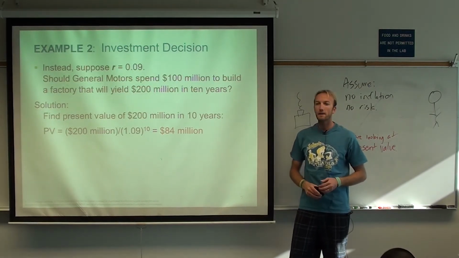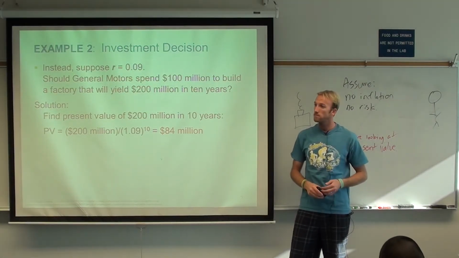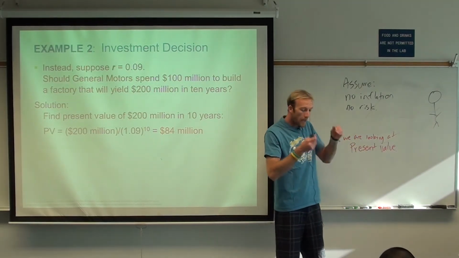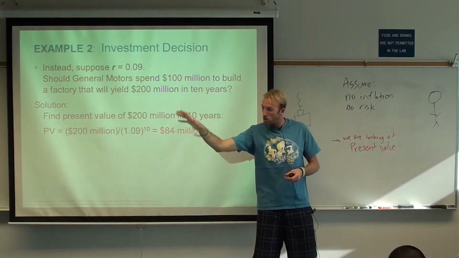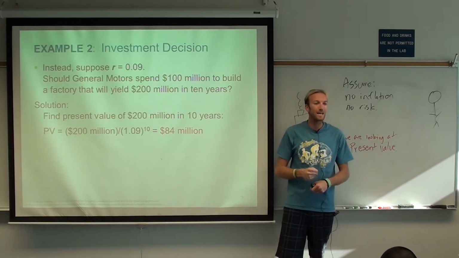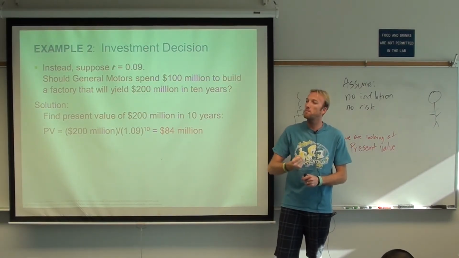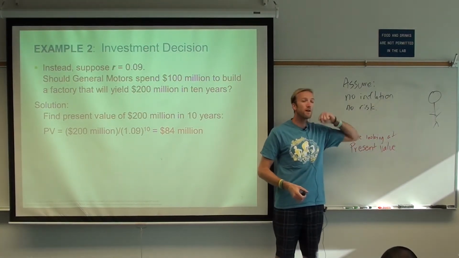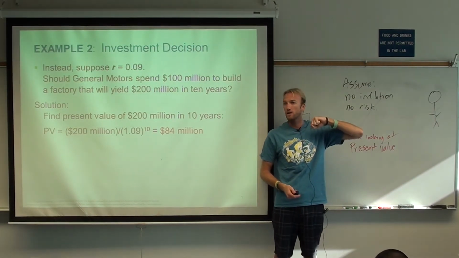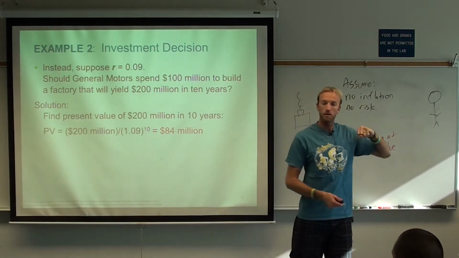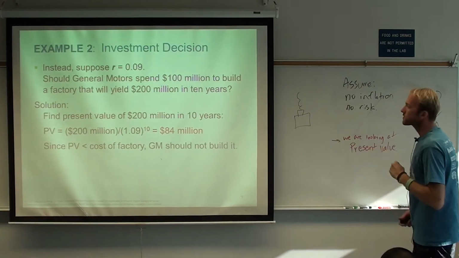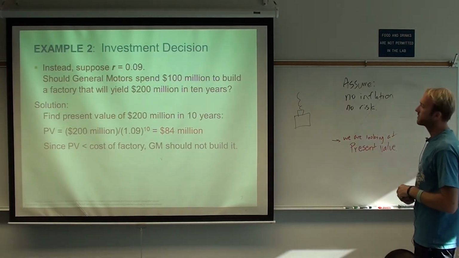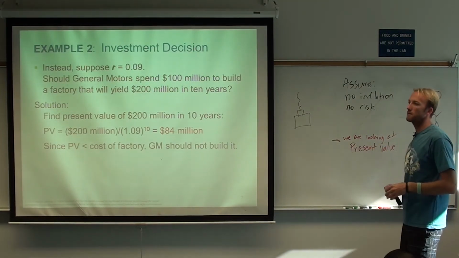So what does that mean? Do I still want to take the loan? No, right? I have this factory that's worth $200 million for me in the future. When I bring it into today's value, it only feels like $84 million. Well, I need to get this loan of $100 million from the savers. I'm not going to do it. It's just not worth it. So the present value is less than the cost of the factory, and it should not be built.